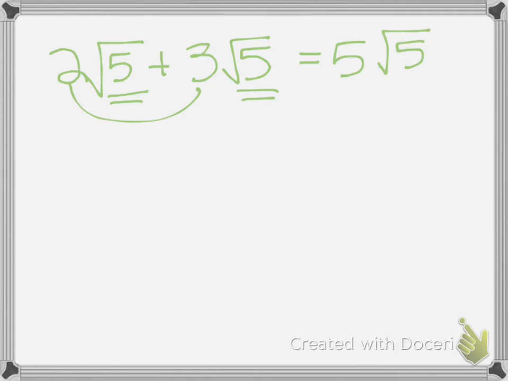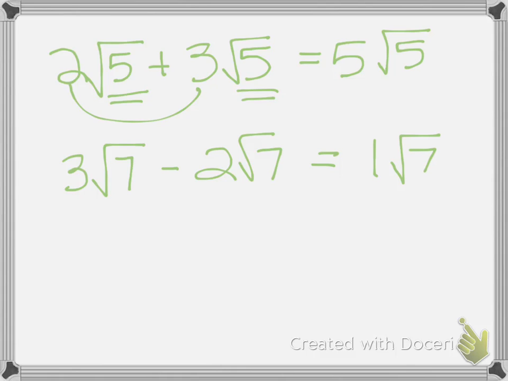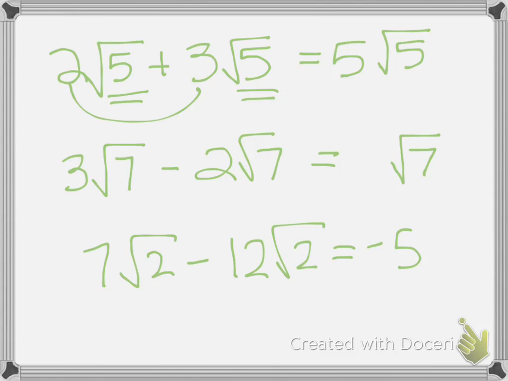What about 3 radical 7 minus 2 radical 7? 1 radical 7. Good. By the way, you don't really need the 1, so we can erase that. Radical 7. The 1 doesn't do anything. All right, what about 7 radical 2 minus 12 radical 2? Negative 5 comes from 7 minus 12 right there. Okay, and radical 2. Good. Negative 5 radical 2. That is adding and subtracting radicals.